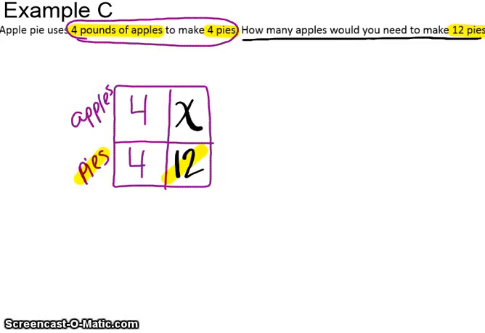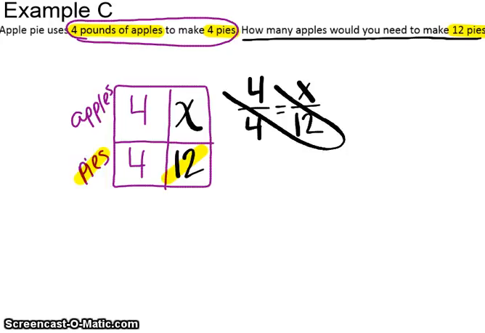Now all I have to do is rewrite this. So I have 4 over 4 is equal to X over 12. And so this is really easy. All I have to do is cross multiply and then divide. So I take 12 times 4. And if we don't know what 12 times 4 is, let's figure it out.